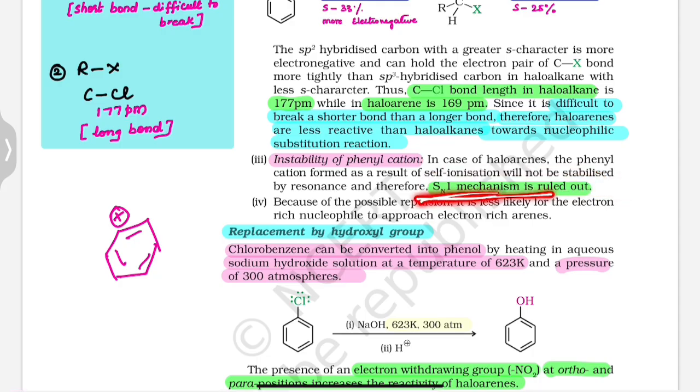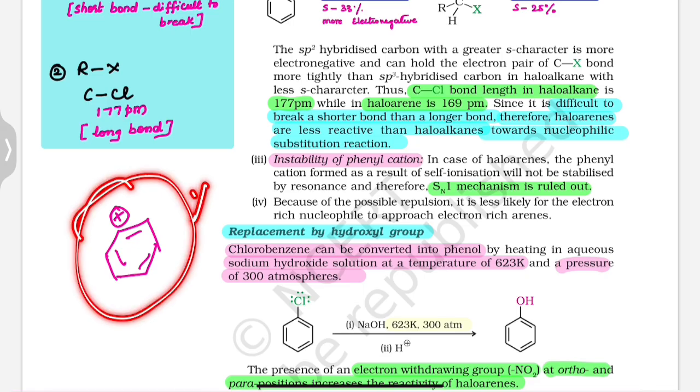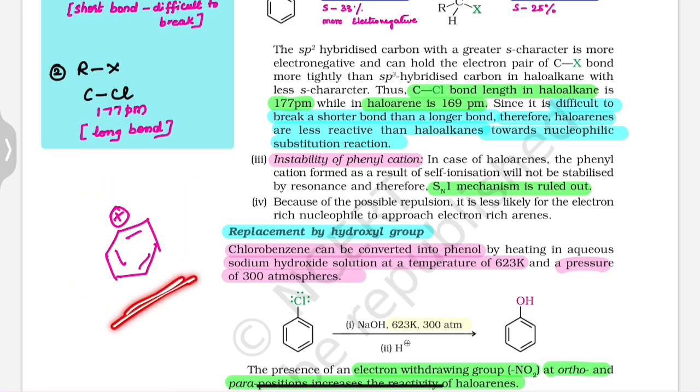Why is the SN1 mechanism completely ruled out? Because the SN1 mechanism proceeds through carbocation formation. Here the carbocation formed is unstable in nature. Therefore, the SN1 mechanism is ruled out. And the fourth one is very simple: possible repulsion.